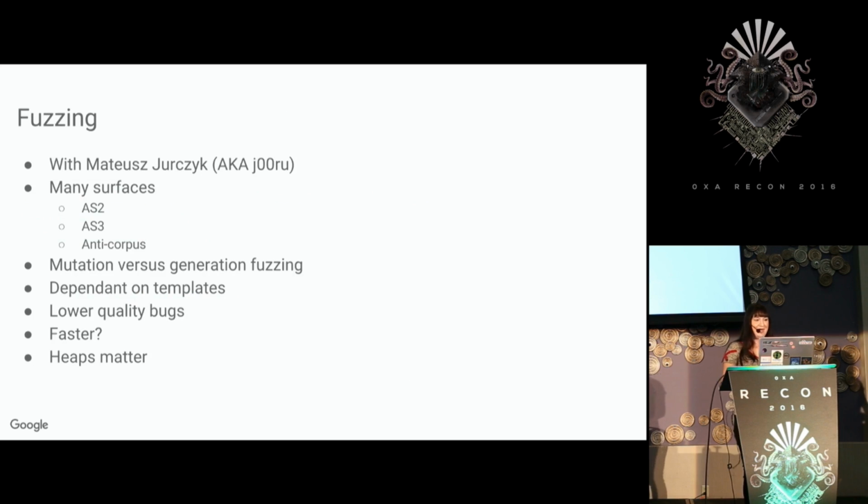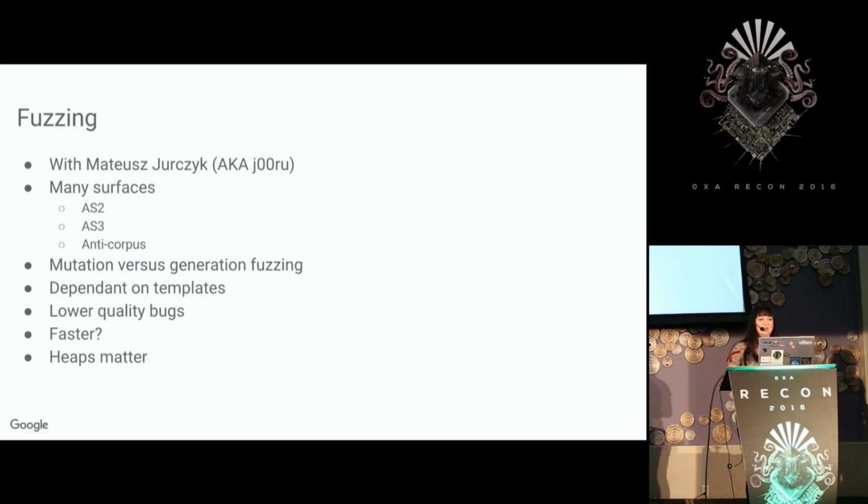So the third way you can find bugs in Flash is through fuzzing. And I've done a lot of this with my colleague, Matthias Hurek. And we've fuzzed a few surfaces, basically all three I talked about, AS2, AS3, and anti-corpus. So far, we've just done mutation fuzzing, where you mutate a template. Though I do know there are people out there who do generation fuzzing. I've got some bug reports in Flash where the POCs are so insane and have so much code in them that there's no way that they ever would have been produced other than with generation fuzzing. But I've never tried this personally.